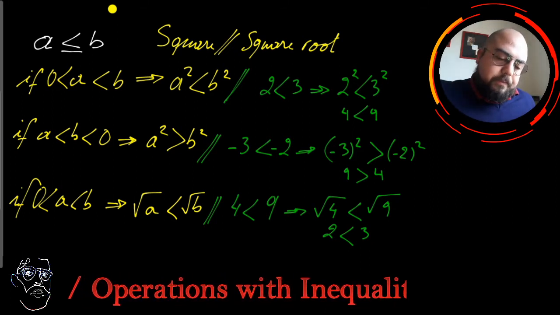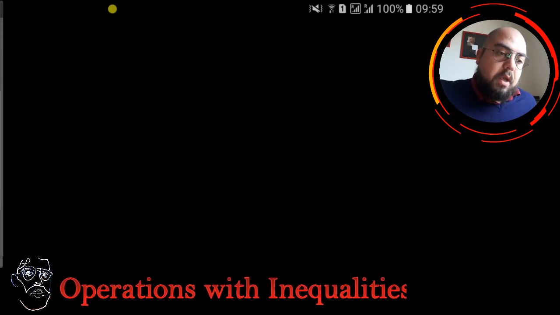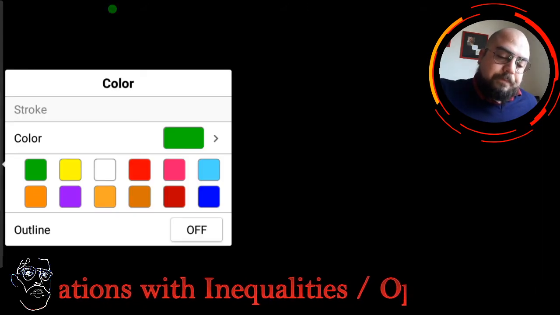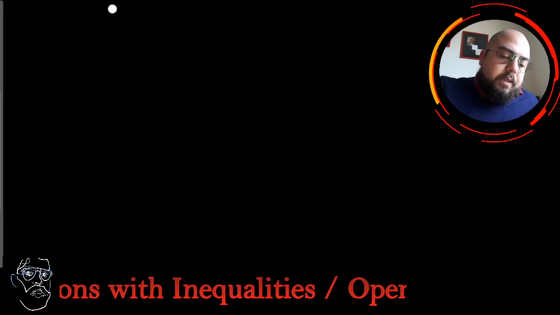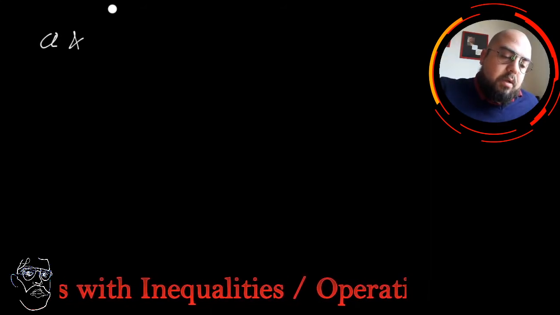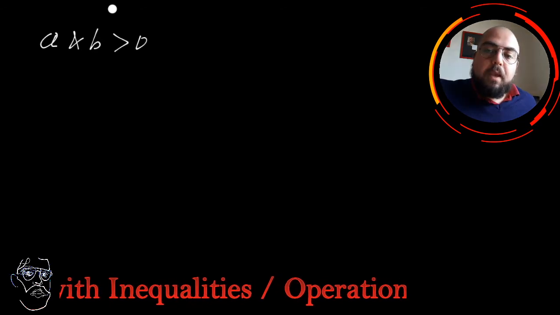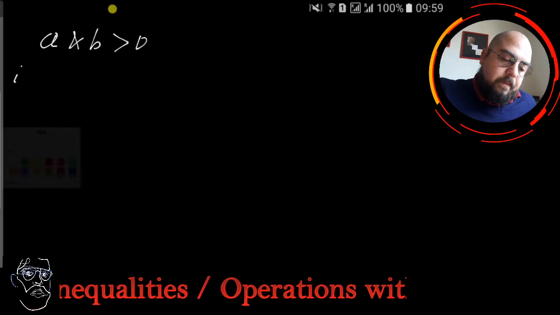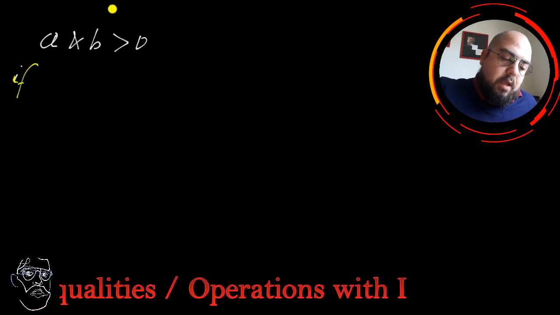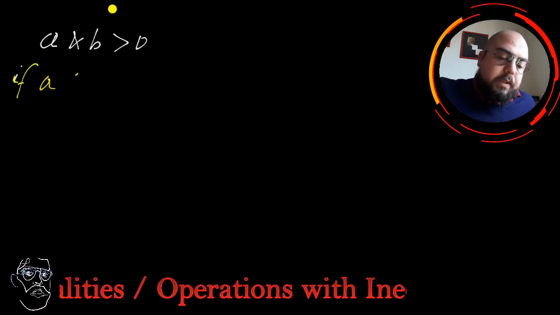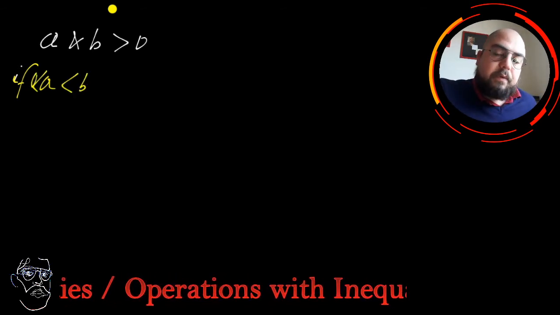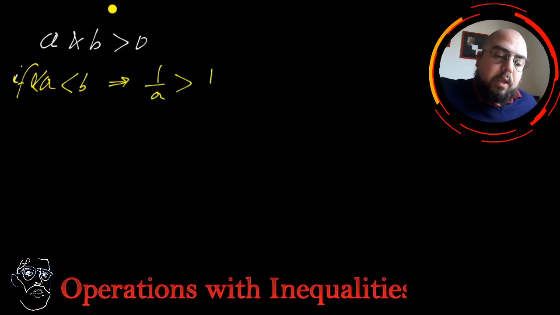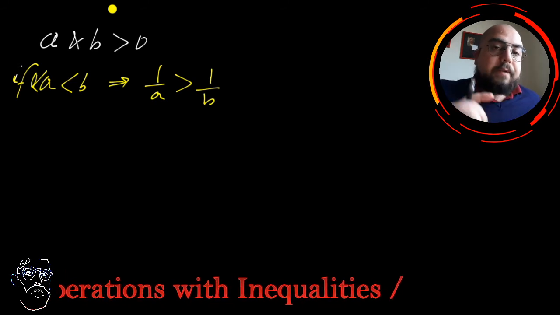The last part related to these operations is related to the reciprocal. So in case I had A and B positive real numbers, and the first one, if A is smaller than B, and of course both of them are positive, I can say that 1 over A will be greater than 1 over B. You have to change the inequality.